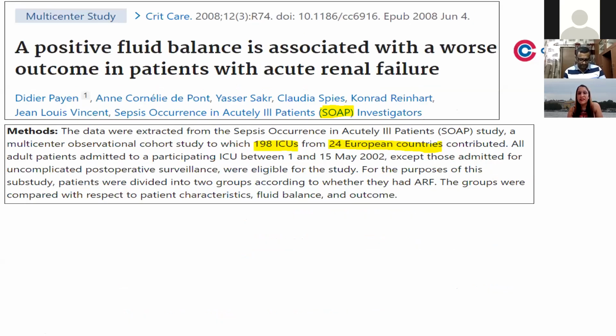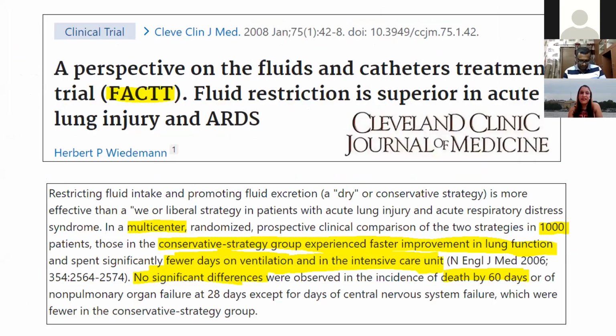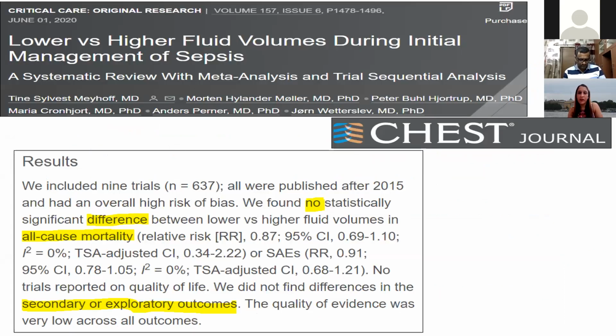The SOAP investigators, this was a study of 24 European countries covering 198 ICUs, a huge study, and it showed that a positive fluid balance increased mortality up to 60 days. The multicentric FACTT trial, including 1,000 patients with acute lung injury or ARDS, again showed that the conservative strategy group experienced faster improvement in lung function and fewer days on ventilation and in the intensive care unit, but showed no mortality benefit with conservative therapy.